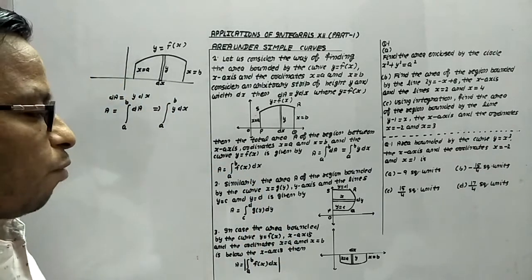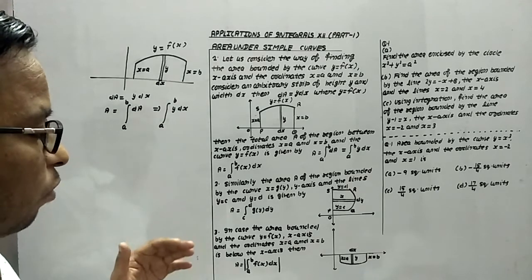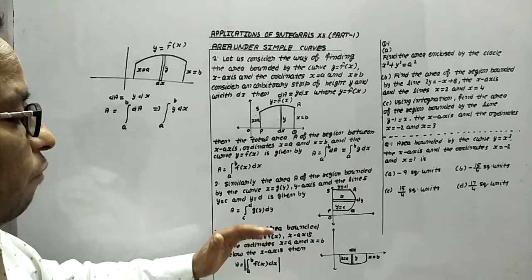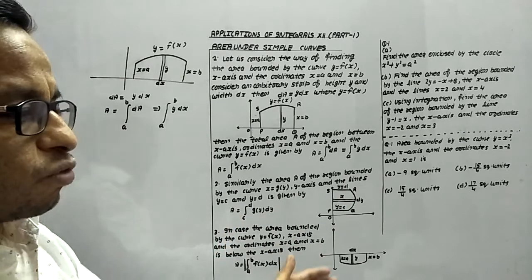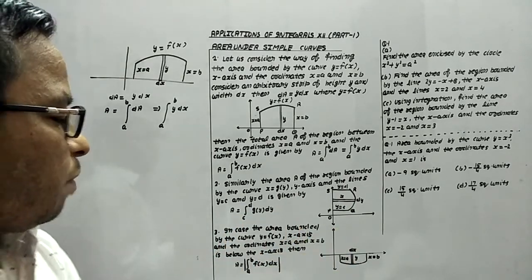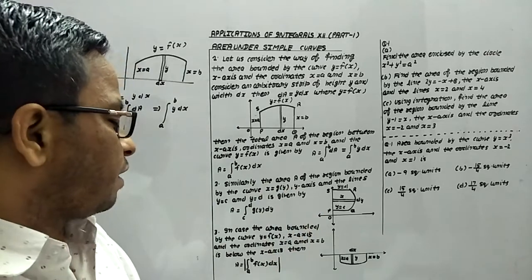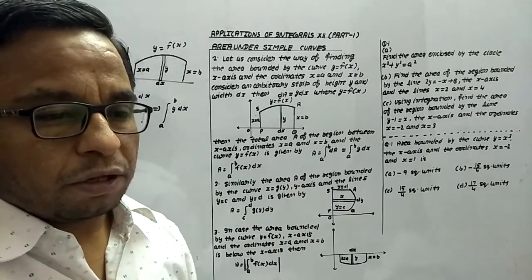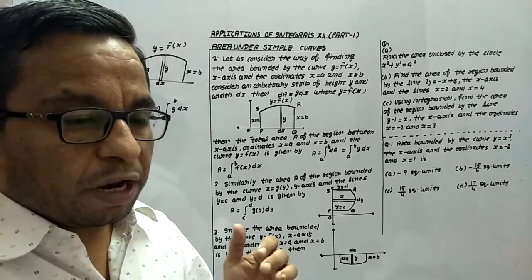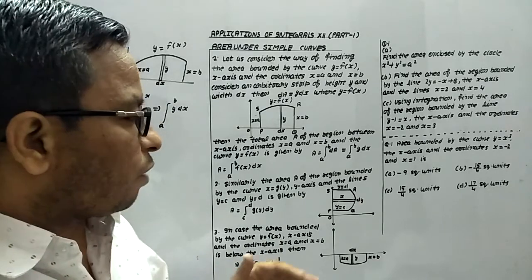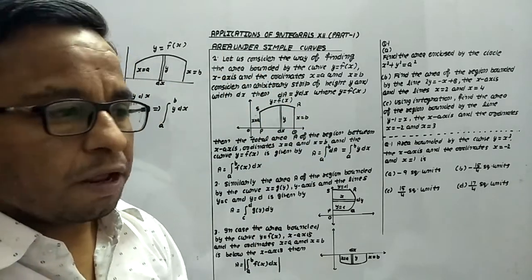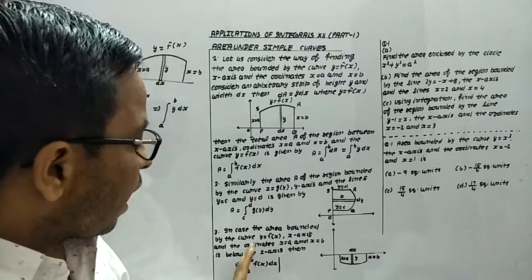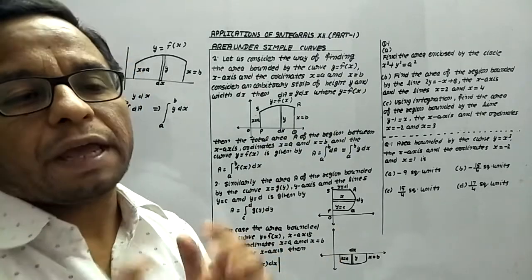Another very important point: if the area bounded by the curve y equals f(x), the x-axis and the ordinates x equals a and x equals b is below the x-axis, then because we have to take the numerical value as positive, whatever process we were applying here, the same process we have to apply, only we have to find the absolute value of the whole area.